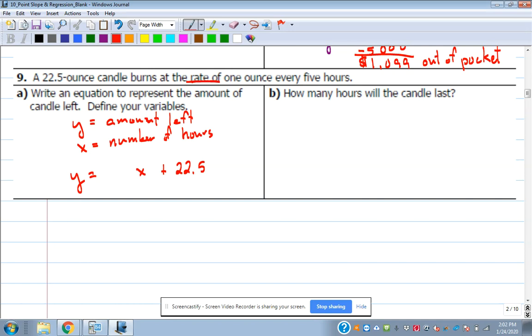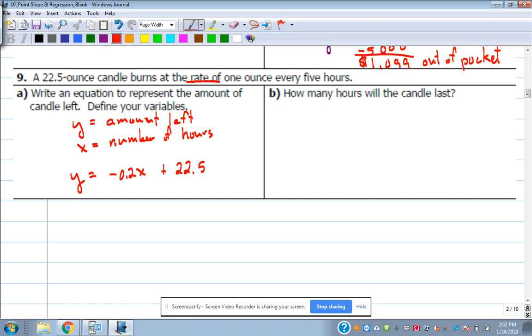So 1 ounce every 5 hours would be 1/5. But here's the thing. Is that candle getting bigger or smaller? So what kind of 1/5 is it going to be? Negative, because we're reducing our candle by 1 ounce every 5 hours. So the negative 1/5 there. You could do it as 1/5. If you wanted to write that as a decimal, that's fine too. What would be the decimal for 1/5? 0.2. Yeah. Either of those would be absolutely fine.